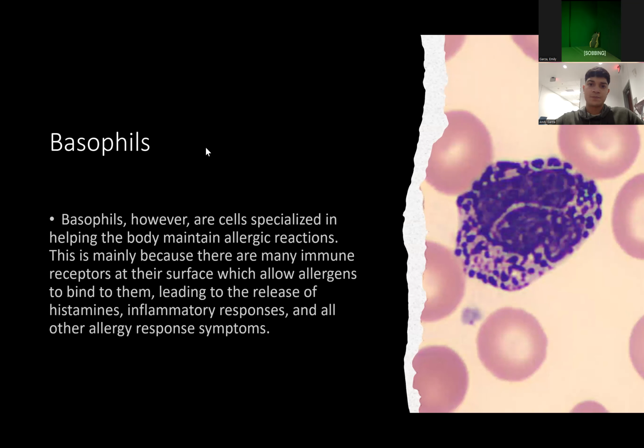So basophils are cells specialized in helping the body maintain allergic reactions. This is mainly because there are many immune receptors at their surface which allow allergens to bind to them, leading to the release of histamines, inflammatory responses, and all other allergy response symptoms.